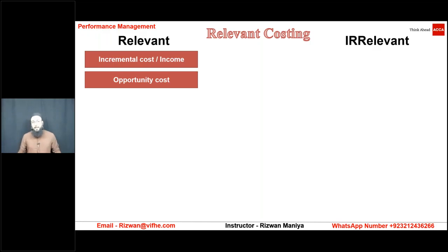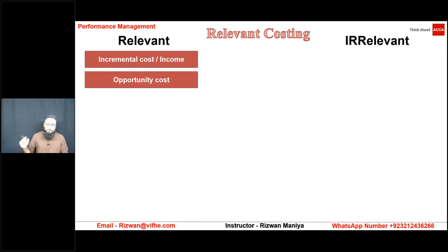It's used for decision making, and it is used for short-term decision making. If you want to take a decision in the short run, you can use relevant cost. So what is a relevant cost? Relevant cost is a cost that relates to the future. It is a future cash flow, a future cost.